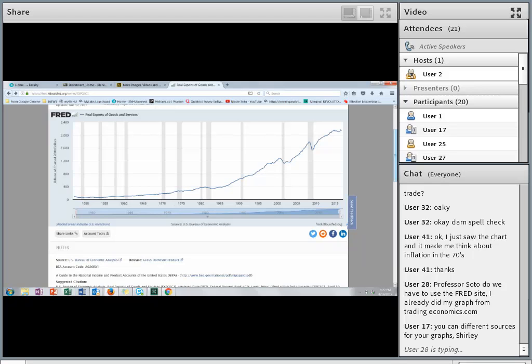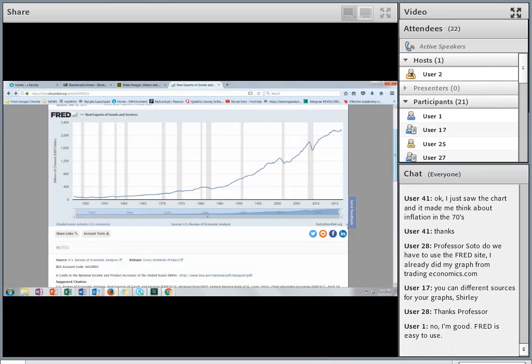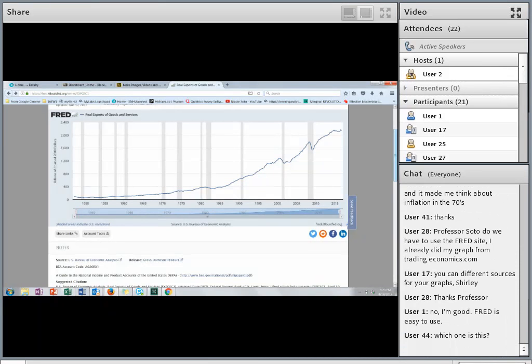So Shirley asks, do we have to use the FRED site? I already did my graph. No, you don't have to use the FRED site, Shirley. I showed the Trading Economics site before, and hopefully you caught that. I showed how to adjust the dates, and you can just take a screenshot of that. But I know some people said they had some trouble with it, so I wanted to show how to do it here too.